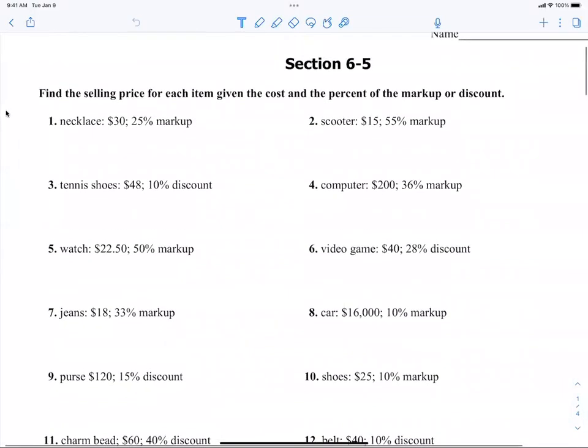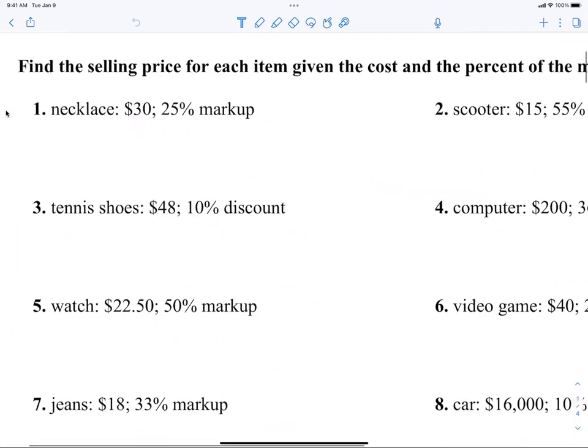Okay, so now find the selling price for each item given the cost and the percent of the markup or discount. So basically they're trying to show you a little bit about business. If I mark something up, I'm going to buy something for 30. I'm going to mark it up 25% because I need to make a profit. That's correct. I need to make money. So in order to make money, I've got to mark it up.